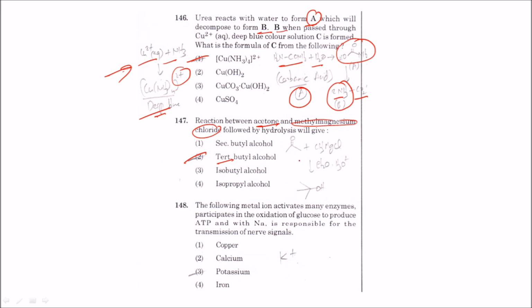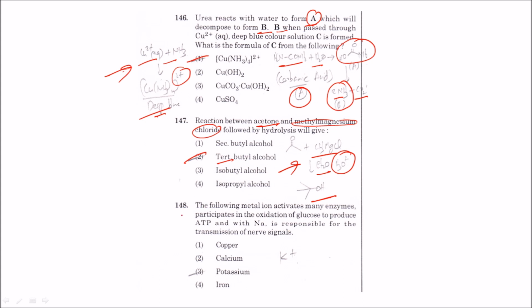Or you can take even the reaction also. You can see the reaction here: acetone, methyl magnesium chloride in presence of dry ether followed by hydrolysis. So you get formation of tertiary butyl alcohol. So the right option for this is the second one, tertiary butyl alcohol.